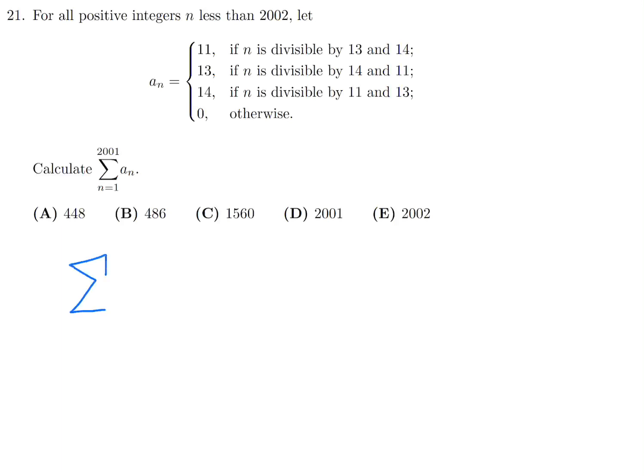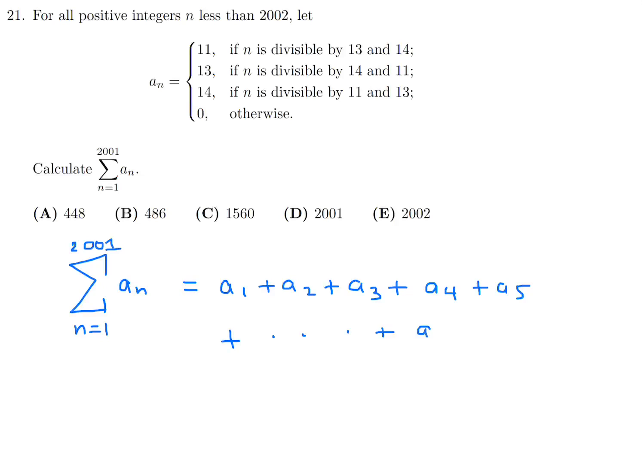So they want you to figure out the sum from n equals 1 to 2001 of a_n. Correct? So this basically means a1 plus a2 plus a3 and onwards, a4, a5, and you get the point, all the way up till a2001, right? And for each of these, we have a definition of what that numerical value will be.